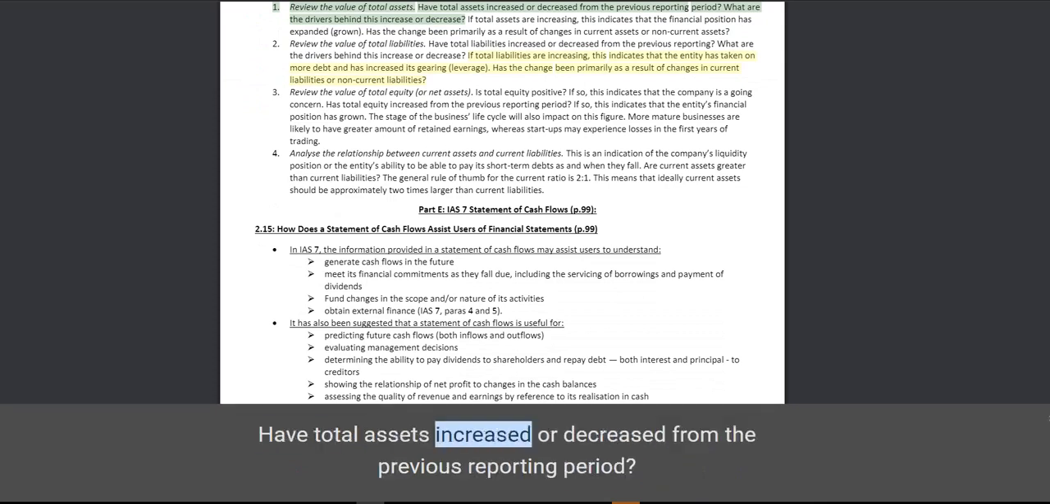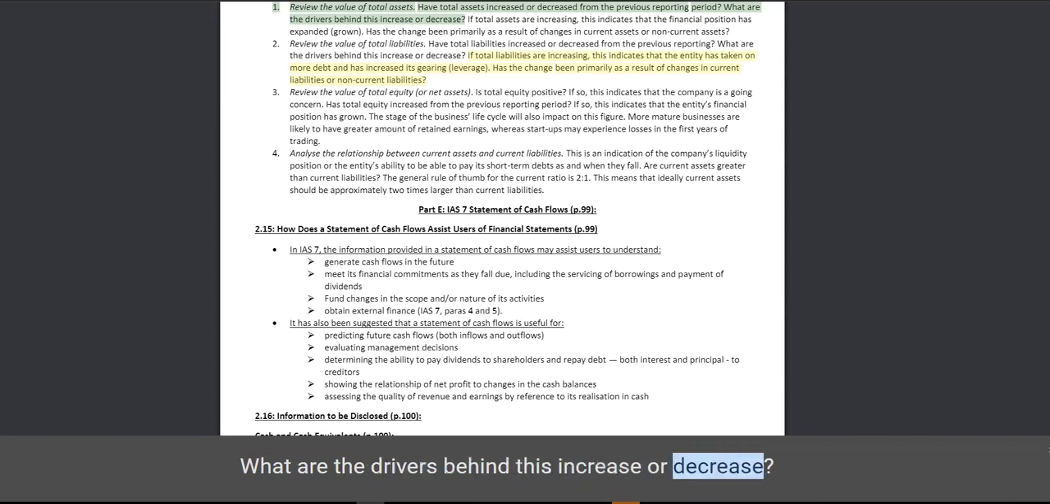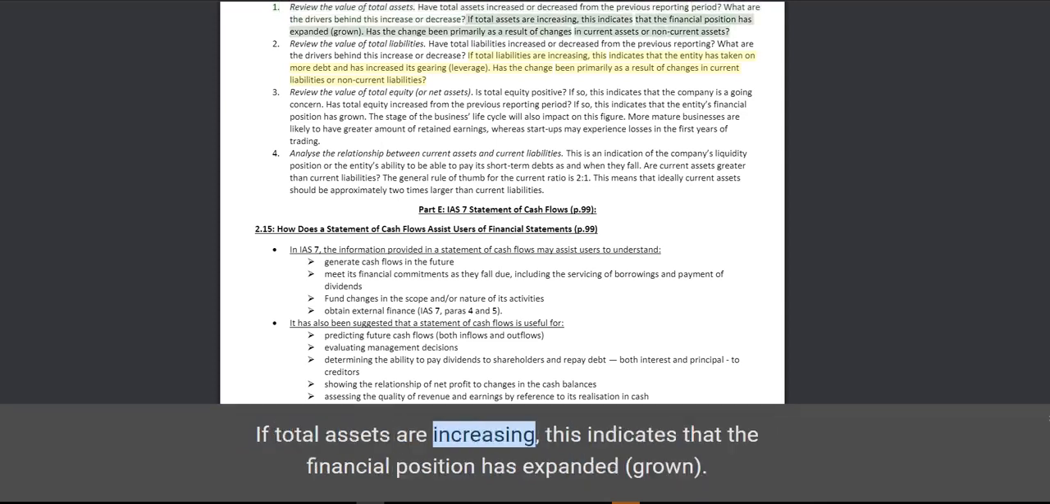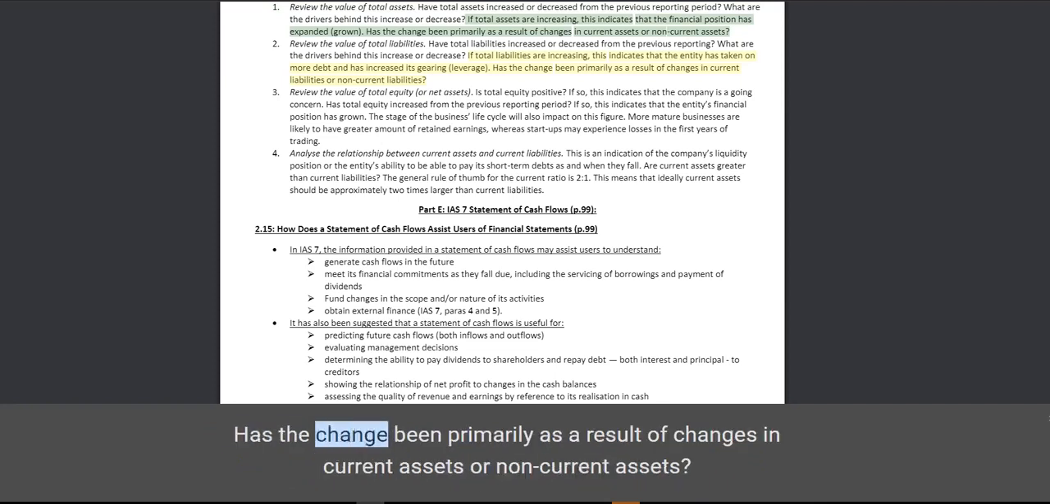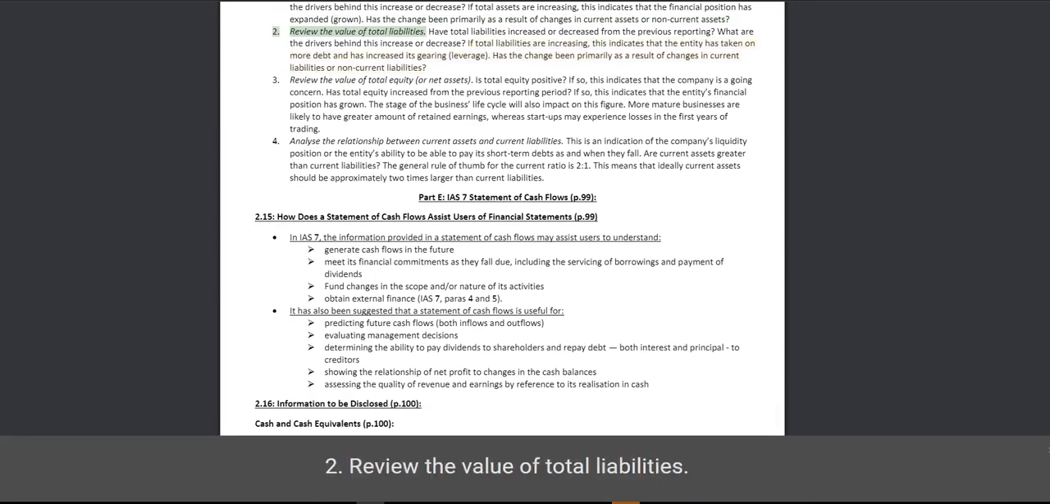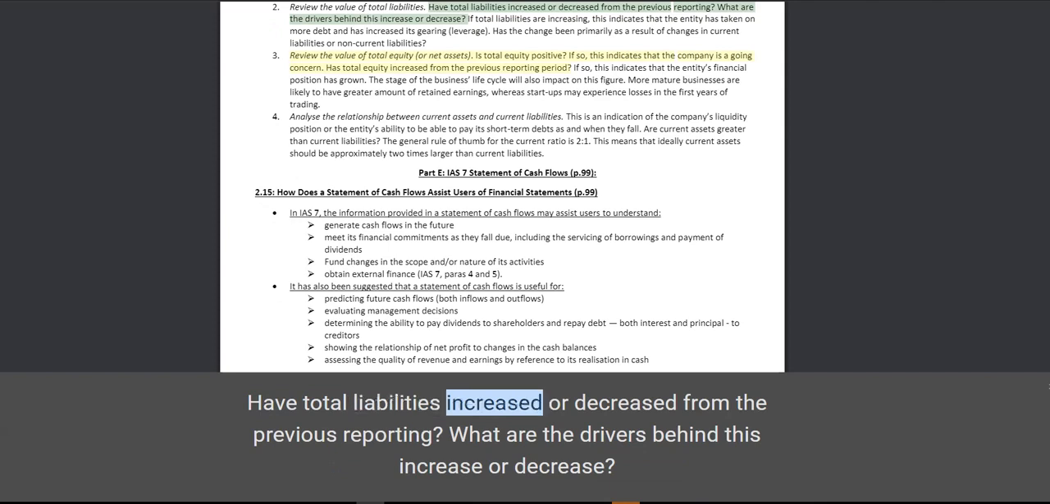1. Review the value of total assets. Have total assets increased or decreased from the previous reporting period? What are the drivers behind this increase or decrease? If total assets are increasing, this indicates that the financial position has expanded, grown. Has the change been primarily as a result of changes in current assets or non-current assets? 2. Review the value of total liabilities. Have total liabilities increased or decreased from the previous reporting period? What are the drivers behind this increase or decrease?